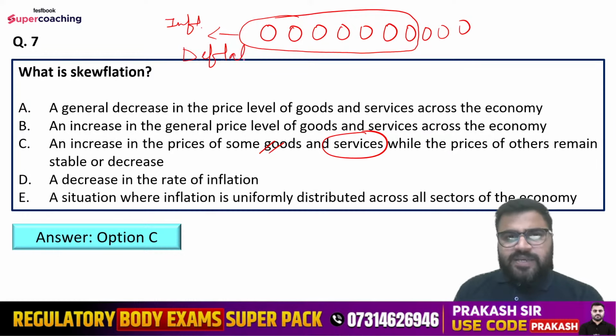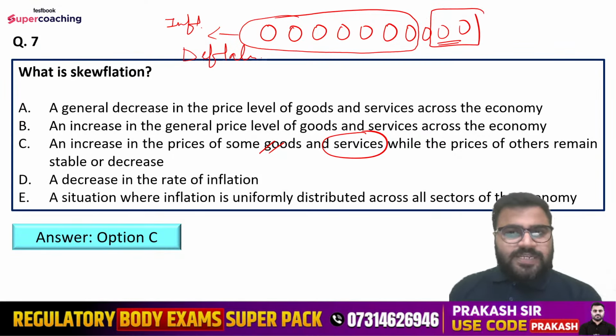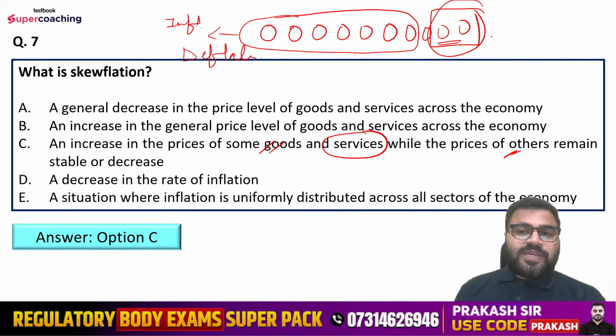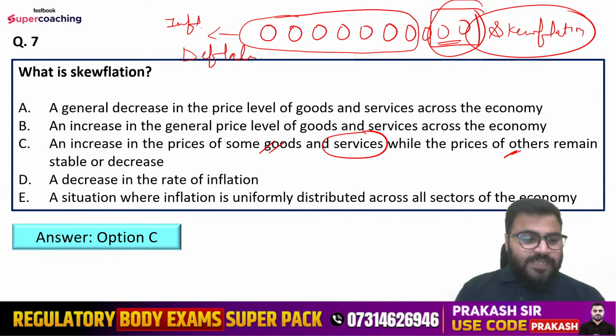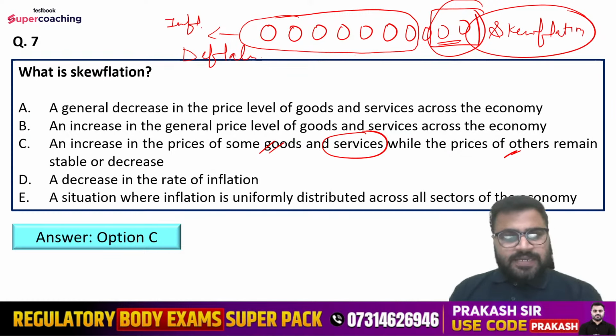But imagine the scenario where the prices of few goods and services, or a few groups of goods and services, are going up, whereas the prices of others remain stable or decrease, then that phenomena is known as skewflation, right? That phenomena is known as skewflation, where only the prices of a few goods or a small group of commodities are increasing, and the rest of the goods either remain stable or their prices are decreasing. Then in that case this phenomena is known as skewflation.